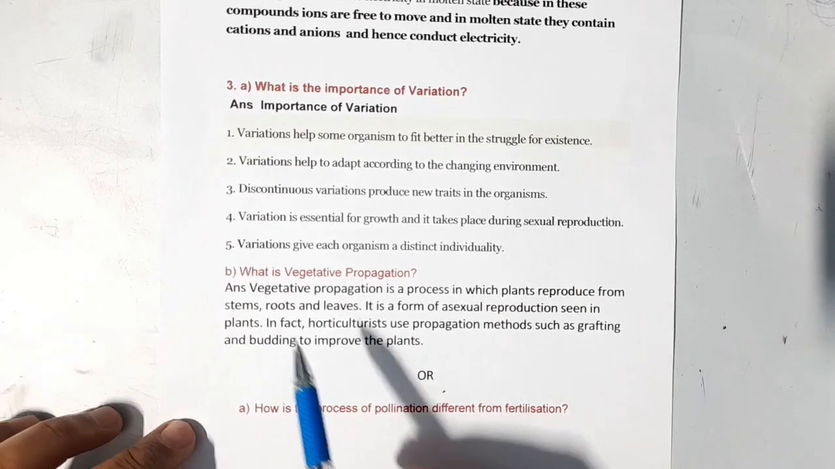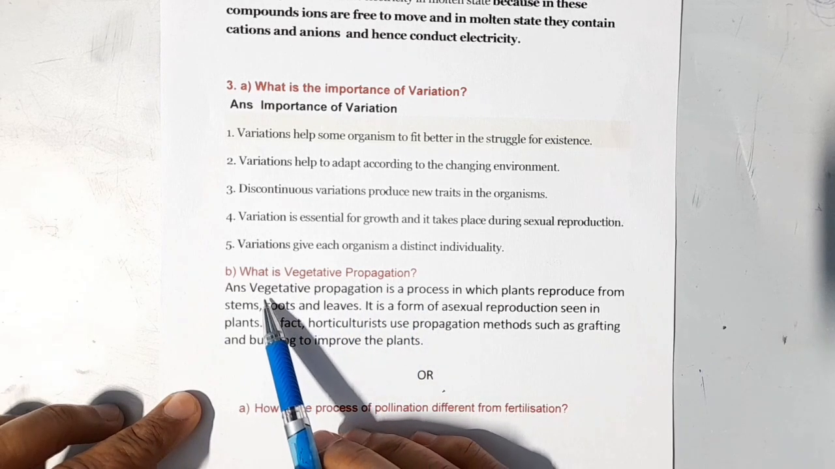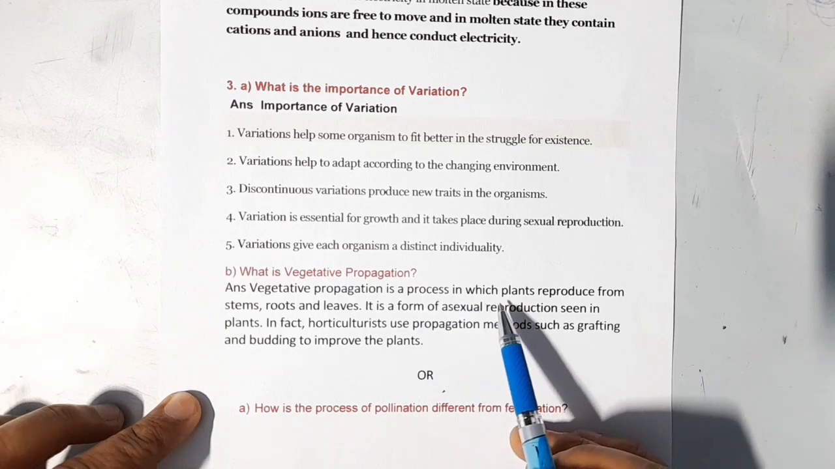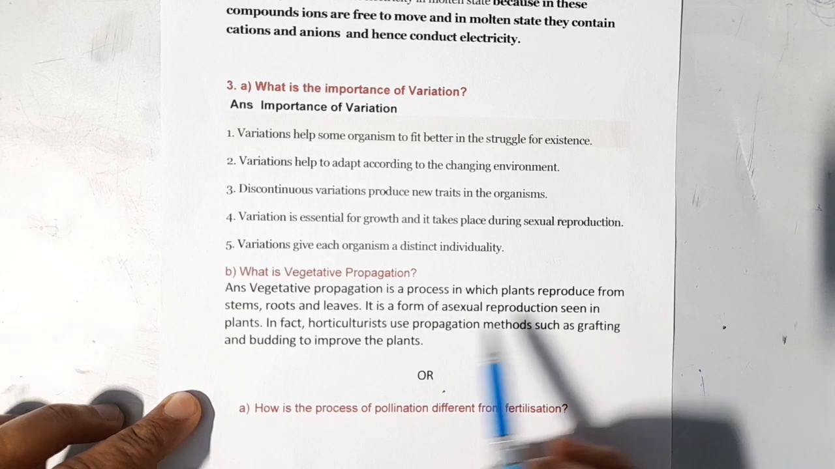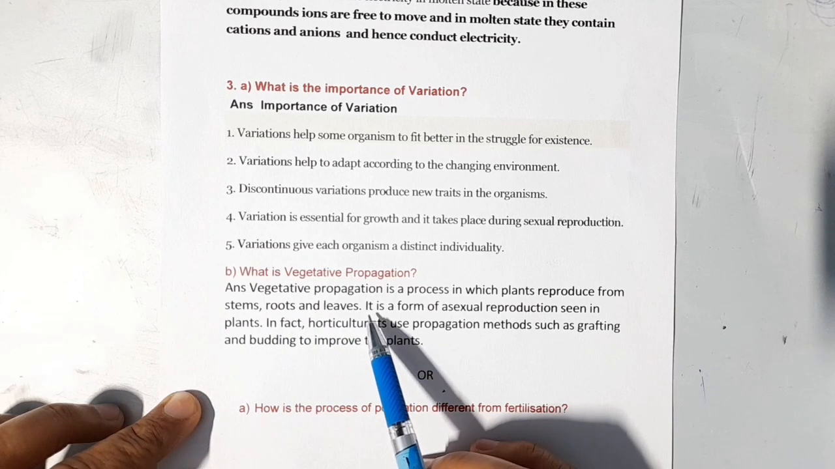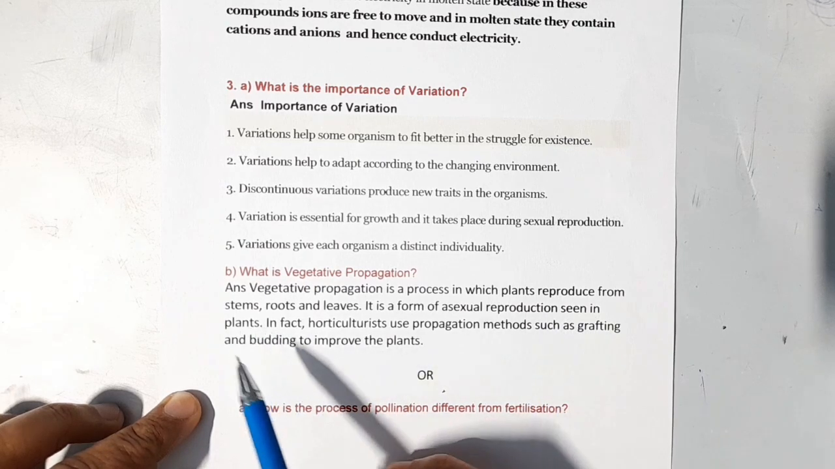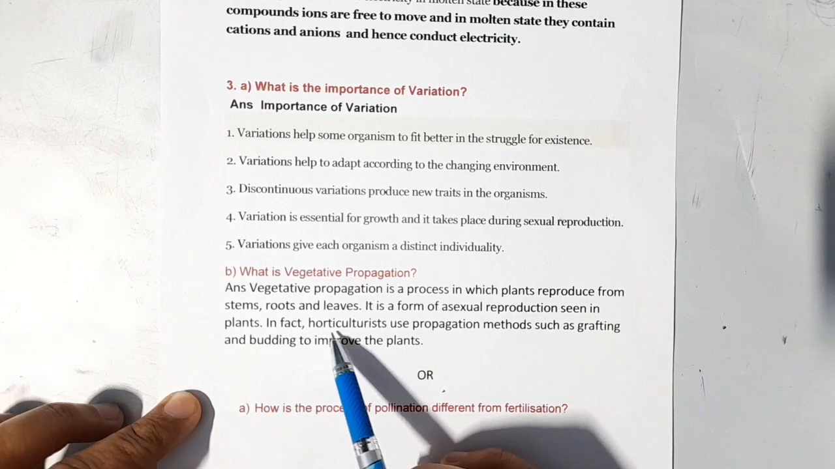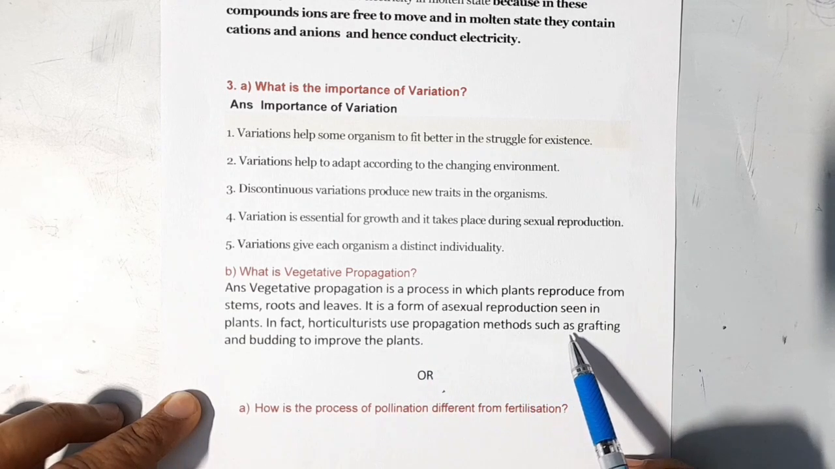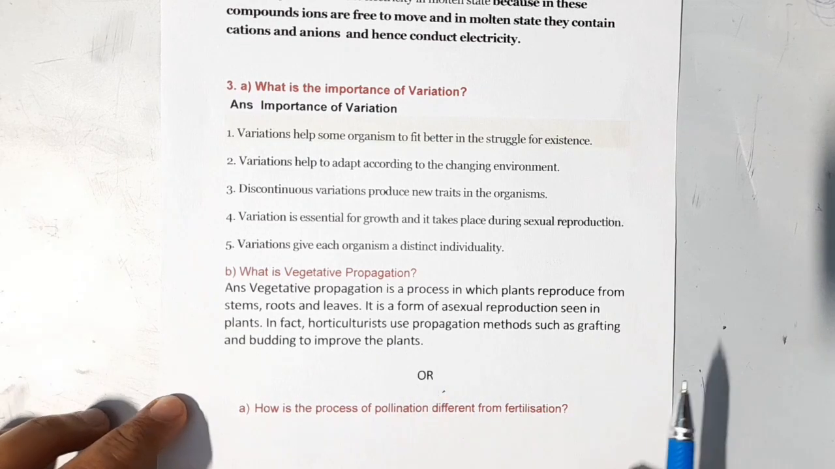Next question. What is vegetative propagation? Vegetative propagation is a process in which plants reproduce from stems, roots, and leaves. It is a form of asexual reproduction seen in plants. In fact, horticulturists use propagation methods such as grafting and budding to improve the plants.